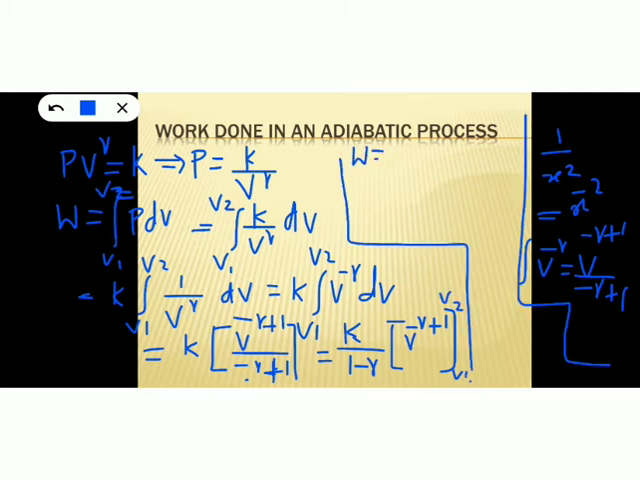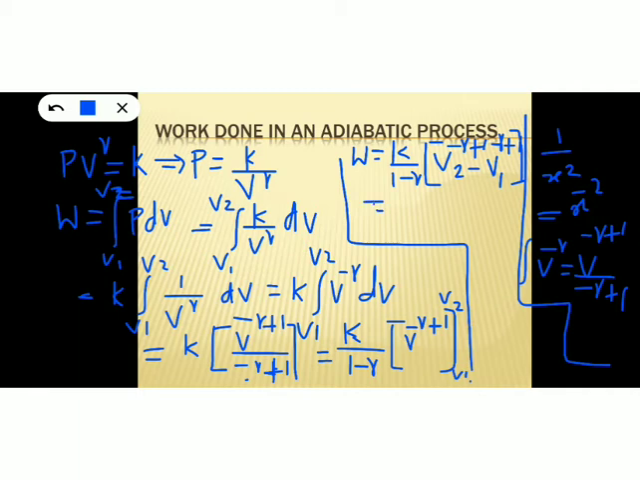Total work done is equal to K by 1 minus gamma into V2 raised to minus gamma plus 1 minus V1 raised to minus gamma plus 1. We have applied the limits V1 and V2.